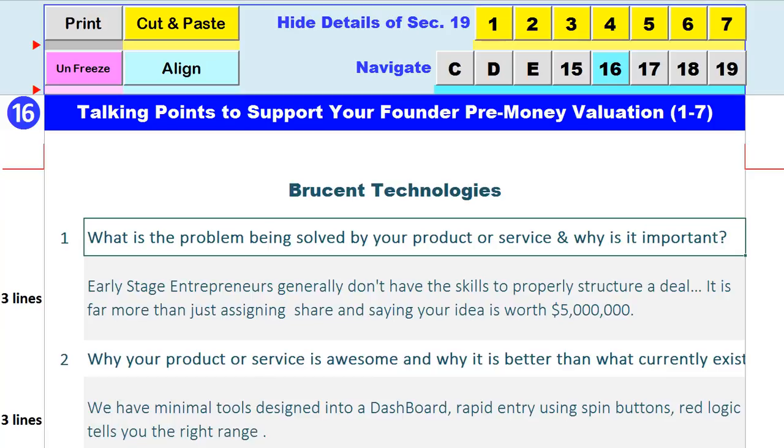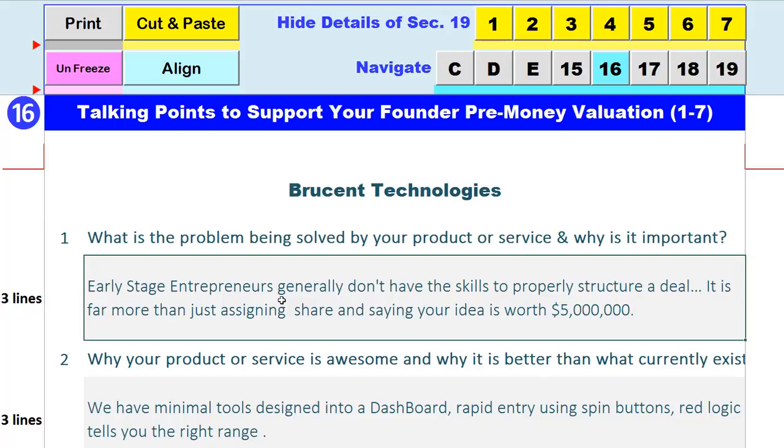What's the problem being solved by your product and service, and why is it important? By the way, what's happening here is we ask a question. In the light gray area, we've actually given you an answer. It's just something I threw together so you can see approximately what we're driving at. You have to think up your own answers.